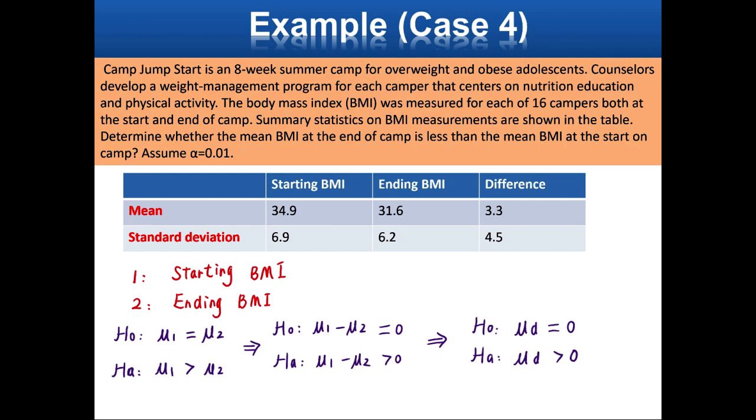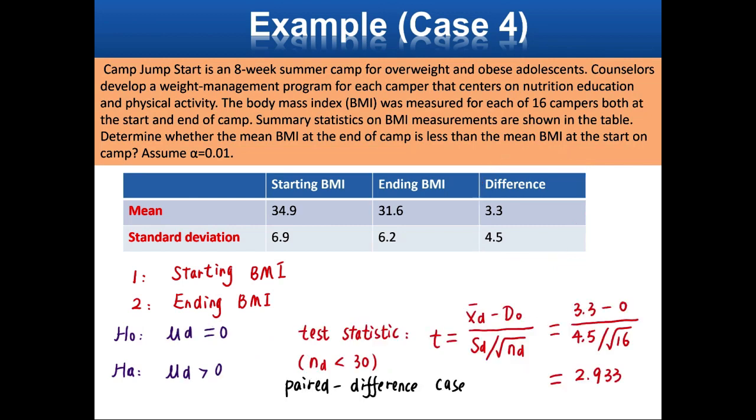And usually we write it as the difference because this is case 4. So the difference mu-d is bigger than 0. We only look at the difference column. This is the only information we need. So actually we don't need the starting BMI column, and we also don't need the ending BMI column. We only need the last column, the difference.